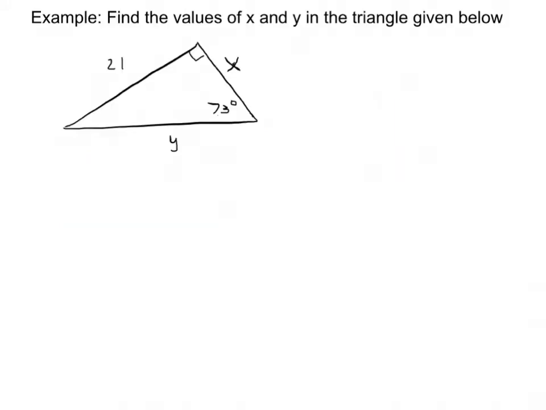Alright, so my first example, find the values of x and y in this triangle. First thing to note here, the angle that I gave you is in degrees. If you have an angle that's in degrees, your calculator needs to be in degree mode. That's something you may not have ever paid attention to before because everything was always in degrees. But now that we have both degrees and radians, we need to be mindful of that.